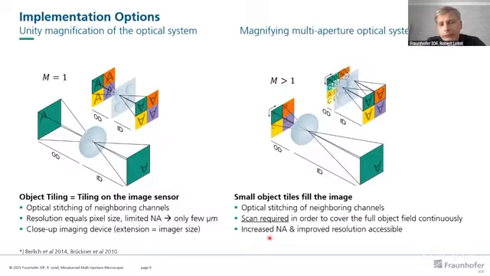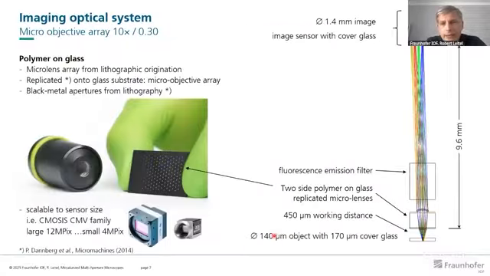There are two different ways to scan, but what you gain here with this larger magnification is that you can also increase your numerical aperture, and you have the chance to resolve, for instance, micro-optical cells and biological images like cells and so on. And this was realized with this compact system here.